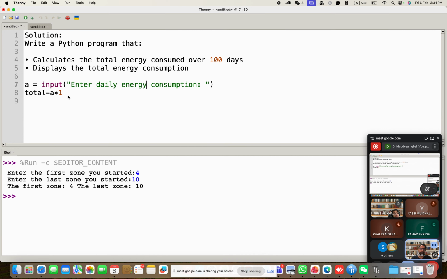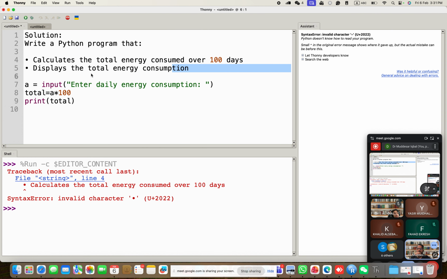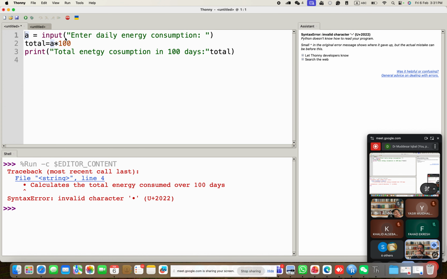Otherwise I would have probably fed you more, Fahad, but it's good that you got the point. All right, here we go. Print total. That's what he's asking you to do, right? It's good to put there total what? Total energy consumption in 100 days. You can even say this message here, because that's what he's asking you. And the rest you delete like this, and we are done here.